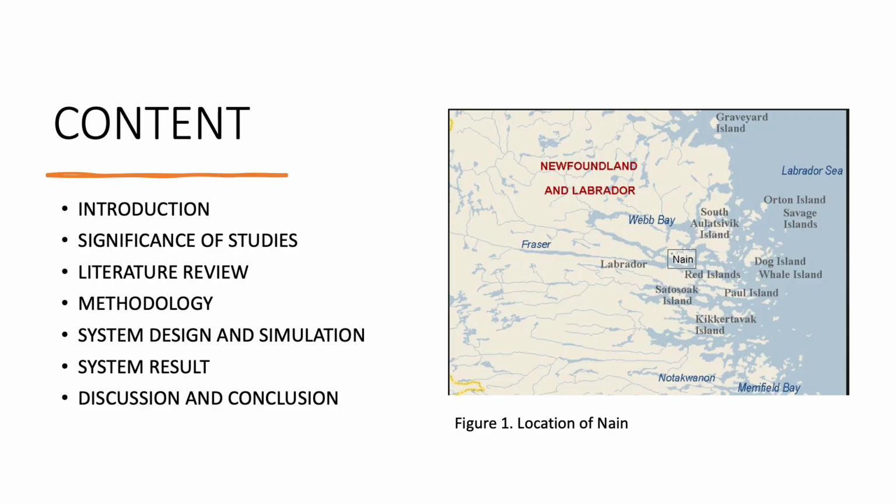So here is the content of how our project and presentation is going to go. This is the hierarchy at which we are going to arrange it. The first, we have the introduction. The second, we have the significance of study. The third part, we have the literature review. The fourth part, we have the methodology. The fifth part, we have the system design and simulation. The sixth part, we have the system results. And the last part, we have the discussion and conclusion. We have included a diagrammatic expression of location of Nain beside our content, which is on the right side.